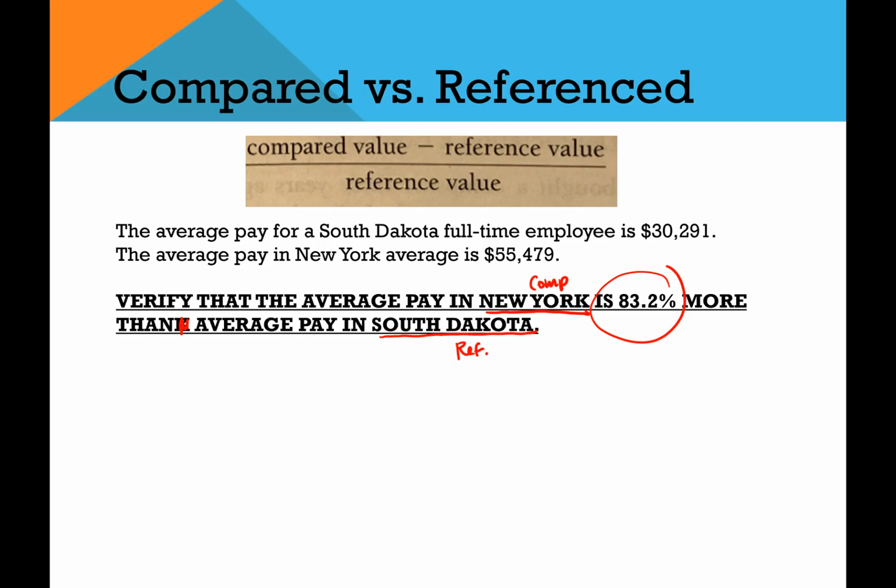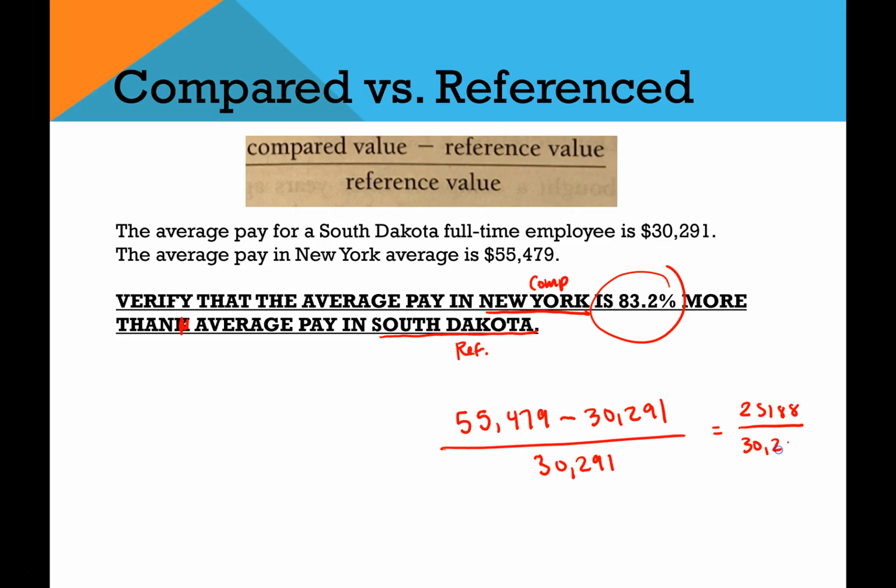So what I'm going to do now is my compared value is going to be the bigger number, 55,479. Then I'm going to subtract my reference value, which is now South Dakota at 30,291. And now I'm going to repeat that second number, 30,291. Okay, doing that, I'm going to do it real quickly. In the numerator, I get 25188, and the denominator is still the same.